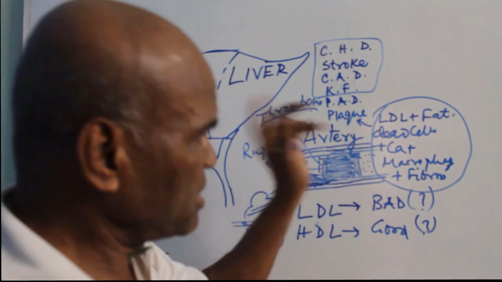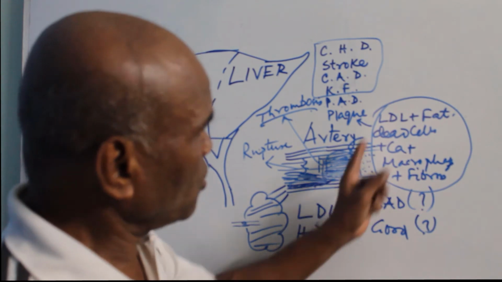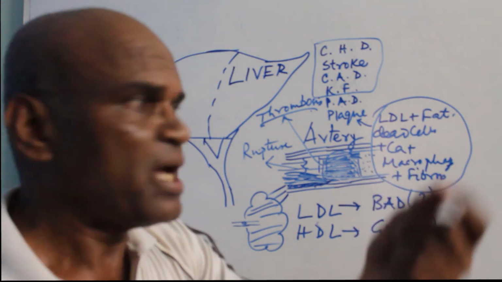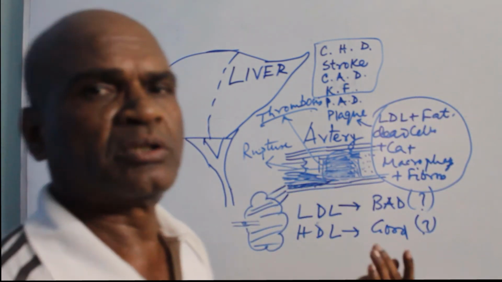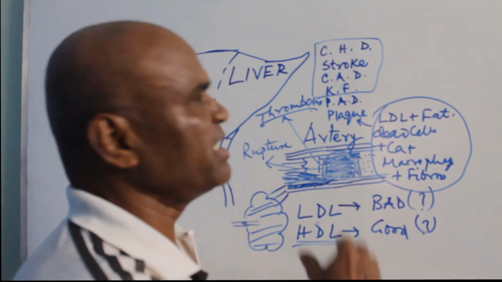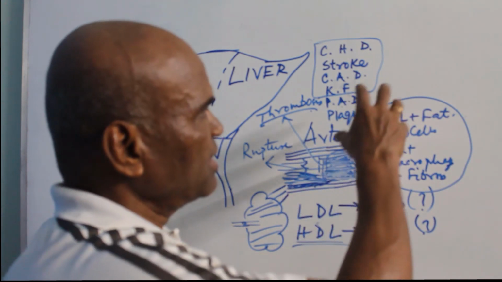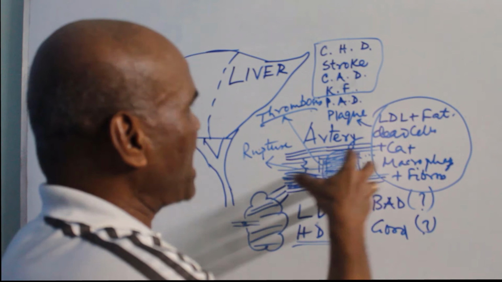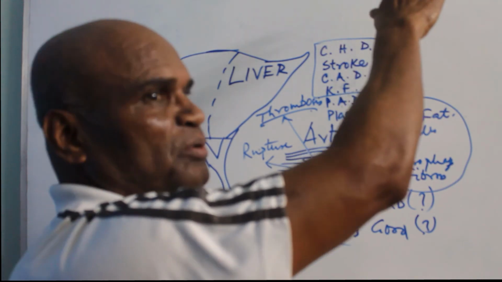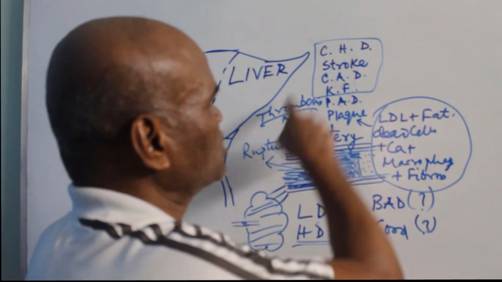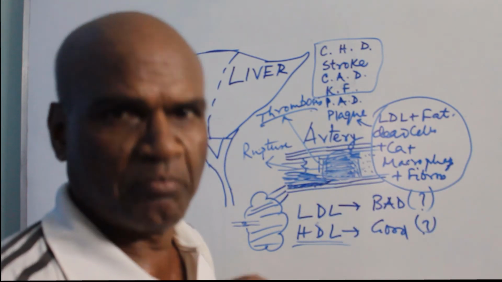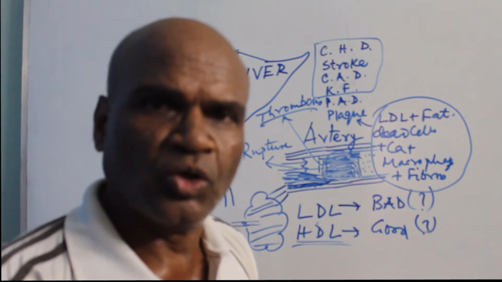And who is the culprit? LDL. Because LDL, with fat, dead cells, calcium, macrophage, fibrous tissue, makes that gluey substance, and that substance accumulates here, and trouble starts from there. But HDL, what is it doing? It collects cholesterol from outside and brings it back home, that is the liver. And LDL is going out from the liver to the distal part, and while going it is creating this menace, this trouble. That's why LDL is bad cholesterol and HDL is good cholesterol.